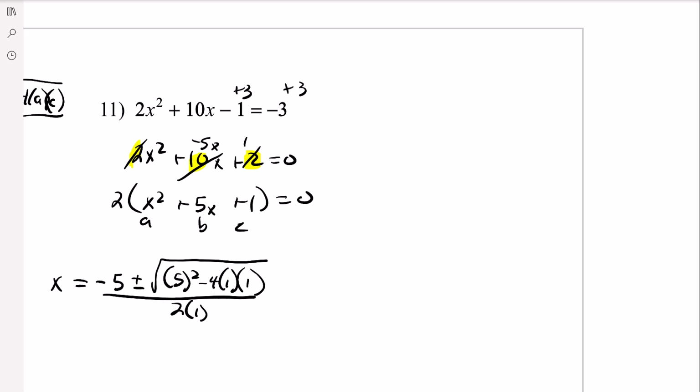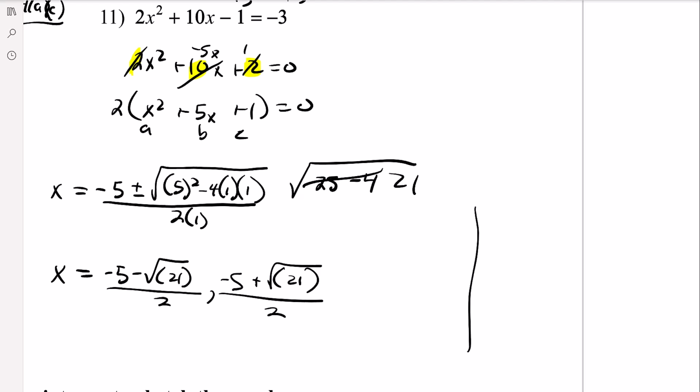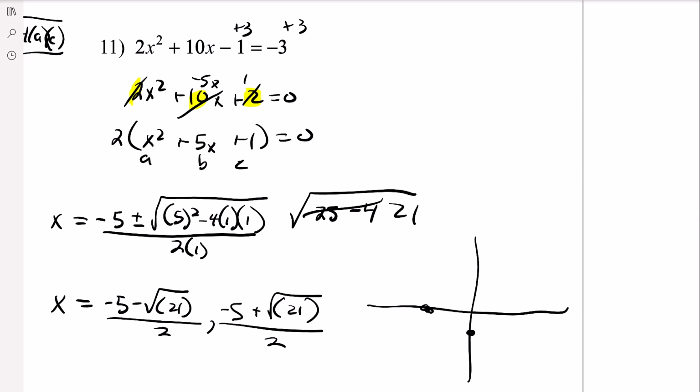Right, and then you just simplify that. 5 squared is 25. Subtract 4, because 4 times 1 is 4, times 1 is 4. So that becomes 21, which can't simplify further. So x is equal to negative 5 subtract root 21 all over 2. And negative 5 plus root 21 all divided by 2. And we're going to touch there at negative 1.